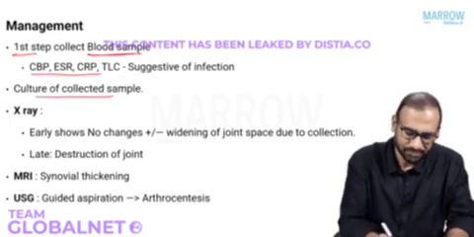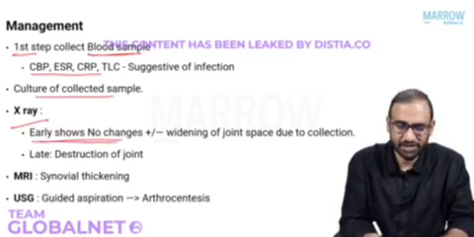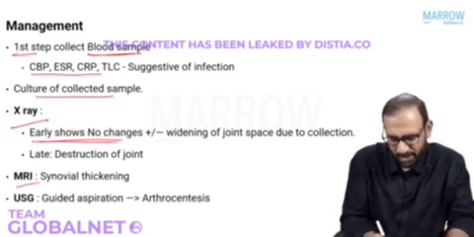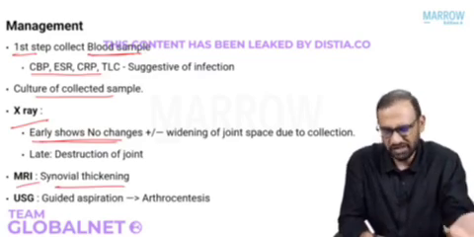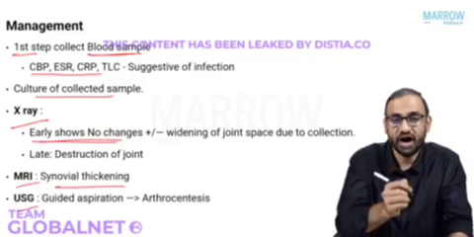Send for culture. X-ray usually does not show a lot of changes. In the early stages of the disease, there are usually no changes. MRI might show synovial thickening, again not very significant, not important. Ultrasound, yes, you can go for ultrasound guided arthrocentesis.